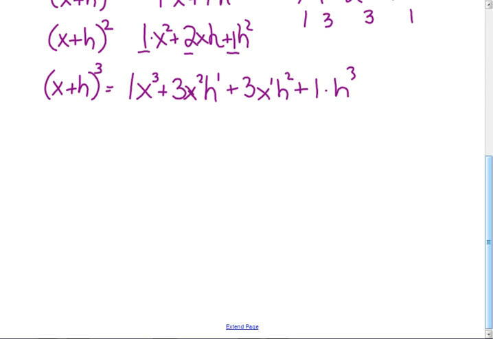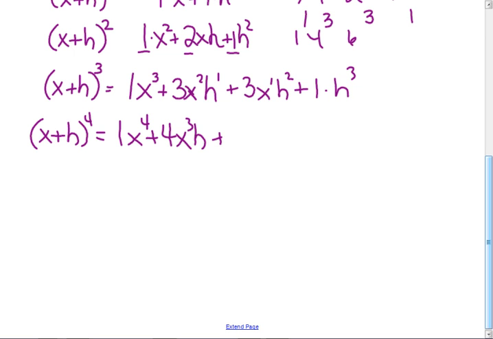Should we look at the next one? Pascal's triangle, x plus h to the fourth. Okay, guys, let's do one more. We're looking for patterns. What would x plus h to the fourth look like? The coefficients are 1, 4, 6, 4, 1.